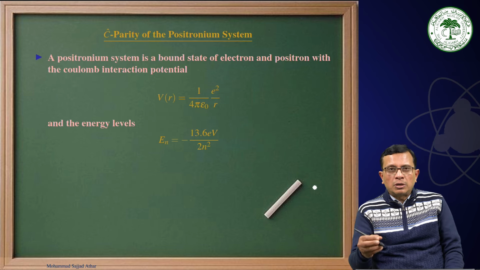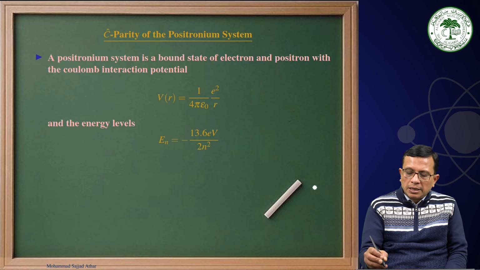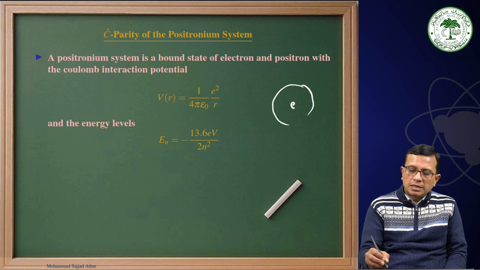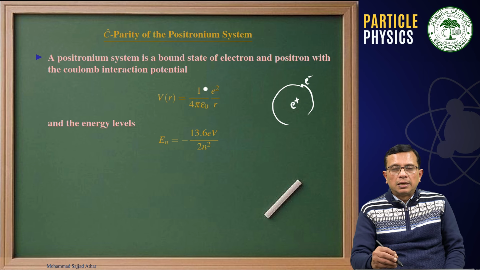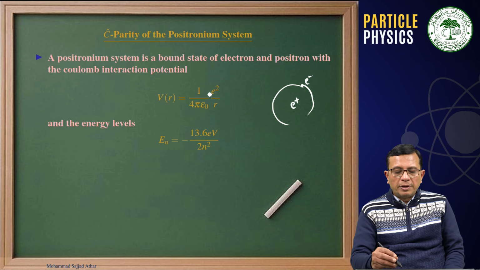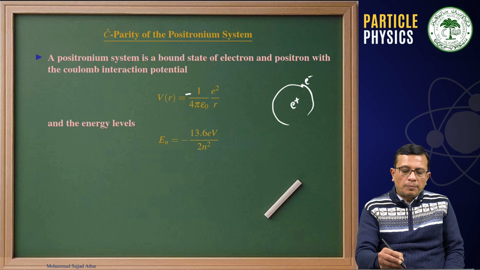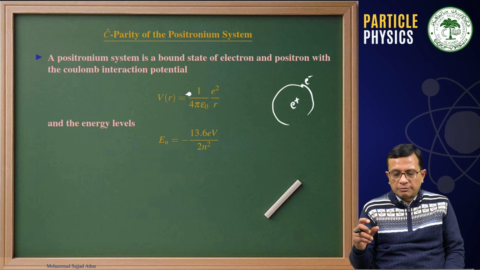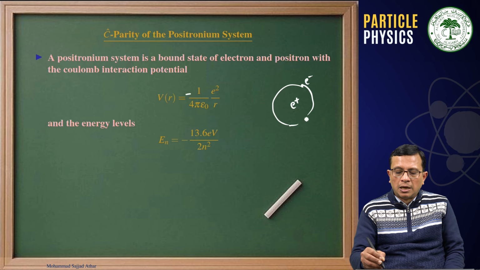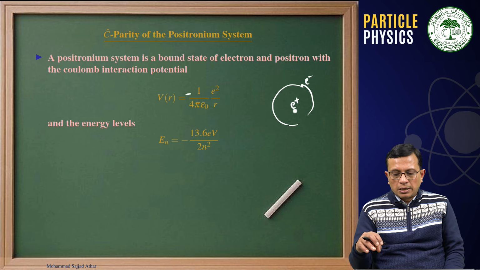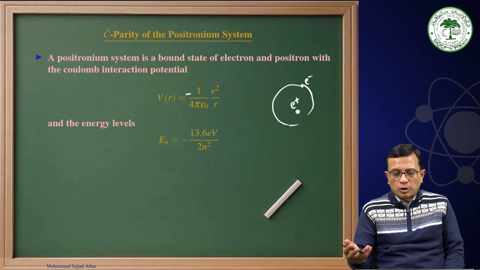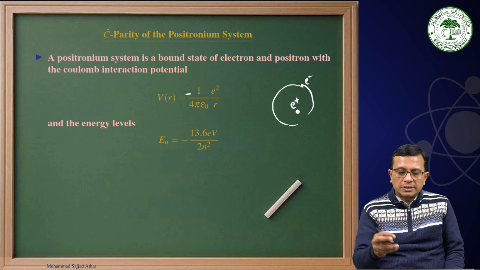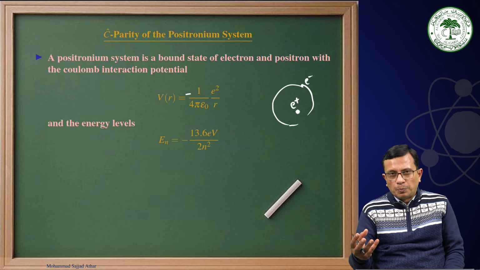Now, when we talk about C parity of the positronium system, what is a positronium system? This is a positron, and this is an electron revolving around it, and then we say that the Coulombic potential will be 1 by 4 pi epsilon naught times minus e square by r, because it will be attractive in nature. We are replacing the proton by a positron. A proton was there in the case of the hydrogen atom. A positron is here in the case of the positronium system. And the negative sign is telling us that this is a bound state.